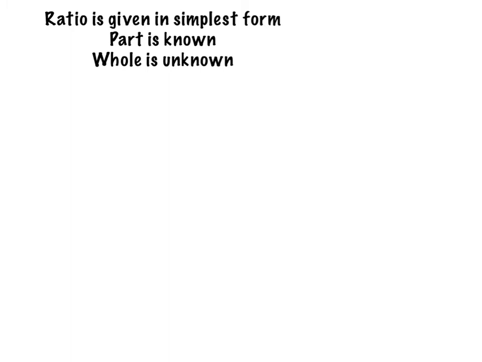Another way that we might solve a problem is if the ratio is given in simplest form, if the part is known but the whole is unknown. So a situation for this might be a ratio of 1 pink tile to every 7 tiles, and then we have say 5 pink tiles, but we don't know how many there are altogether. Okay, so I'm going to show you how to model that one.